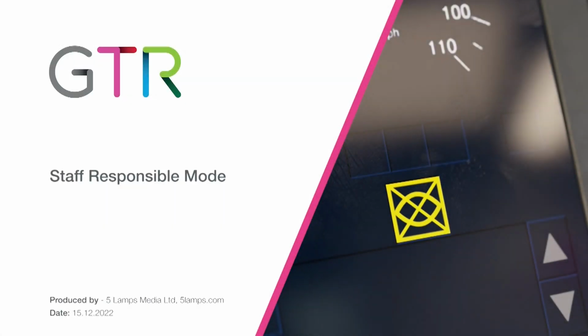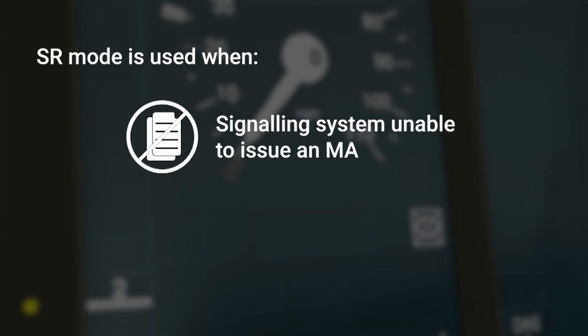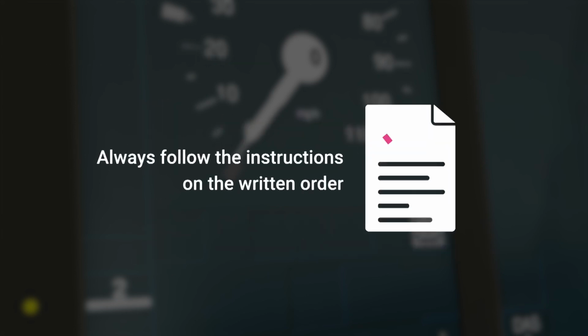This film explains how to use the Staff Responsible mode. The Staff Responsible mode, or SR, is used when the signalling system is unable to issue an MA. This is written order number 1, or at start of mission when a train's position is invalid or unknown to the system. This is written order number 7. You must always follow the instructions on the written order.